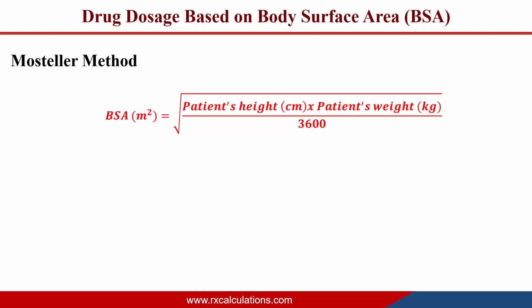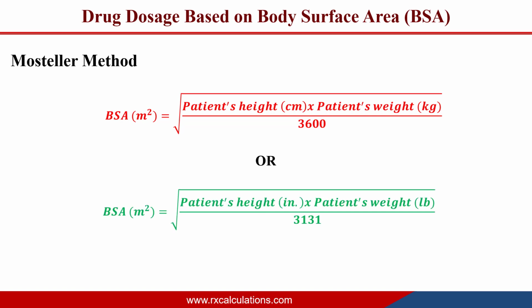And this number, although the units are not given in the equation, actually has units of centimeter kilogram per meters to the power 4. Now, this is one form of the equation. There is an alternative form, and that is given as BSA in meters squared is equal to the square root of the patient's height in inches times the patient's weight in pounds divided by 3131. Once again, the 3131 is an empirically determined constant, and in this scenario has units of inches pounds per meters to the power 4.